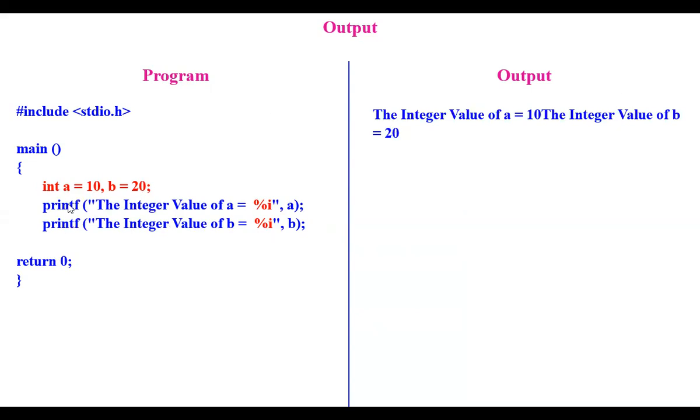Even though I have used two printf statements, this has come as a single line, single sentence. The value of A is appearing here. Immediately after this, the second line also started. You may be wondering, even though we have used two printf statements, why it has come like this? So here is the case.